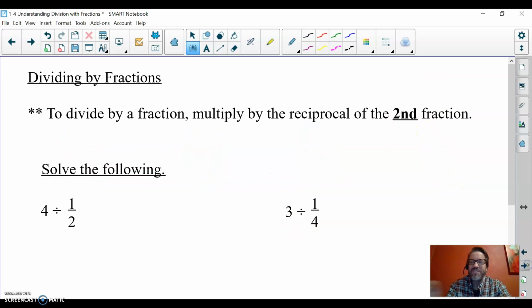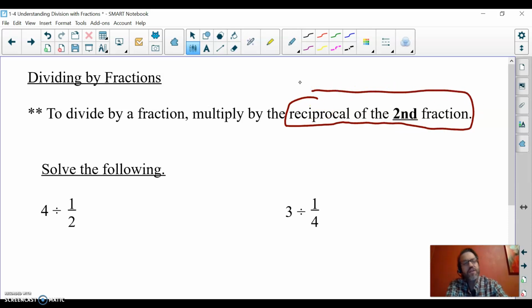All right? So when we're dividing by fractions, to divide by a fraction, you multiply by the reciprocal of the second fraction. In other words, we take the second fraction, the divisor, write its reciprocal value, and then multiply. So here I have 4 divided by 1/2. Now 4, remember, is the same thing as 4 over 1, okay? But instead of dividing by 1/2, I'm going to take 4 over 1 and multiply by the reciprocal of 1/2, which is 2 over 1.